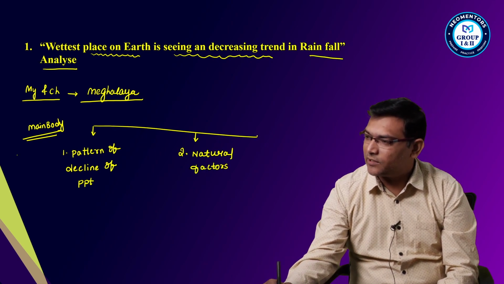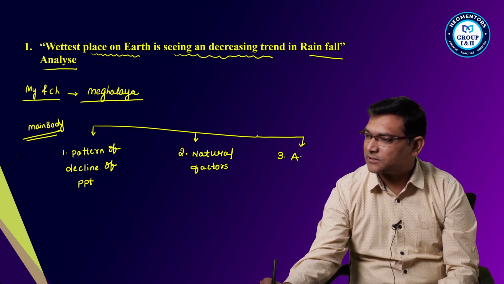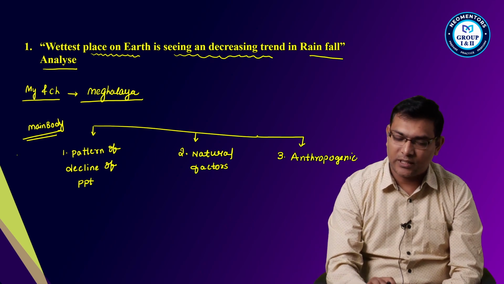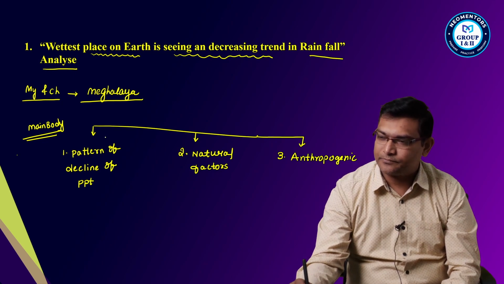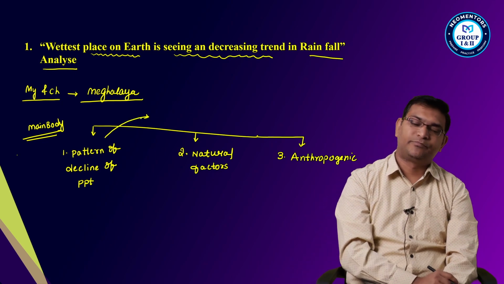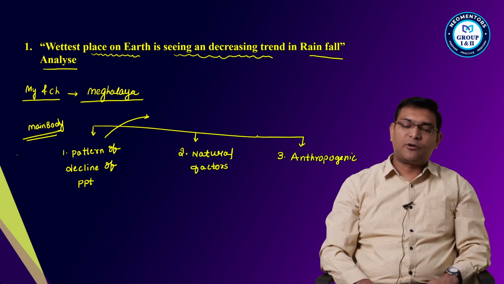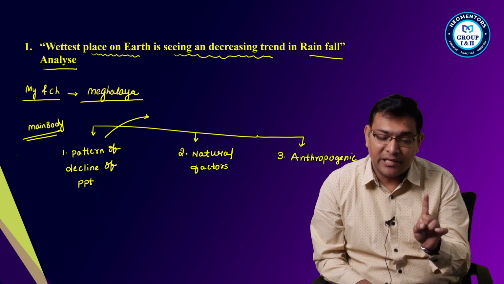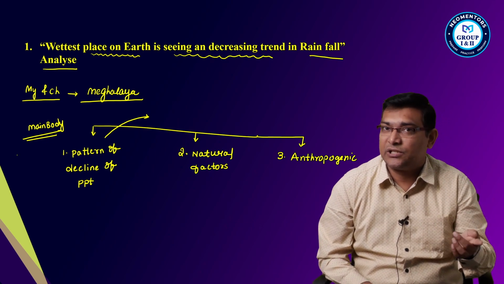And the last one, the third one, is anthropogenic factors. So, if you look at the natural factors and pattern, what will you write? Here you see the southwest monsoons, which arrive from the Arabian Sea and Bay of Bengal, are drier as they reach the northeast.